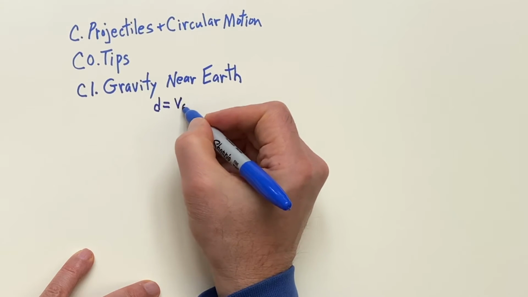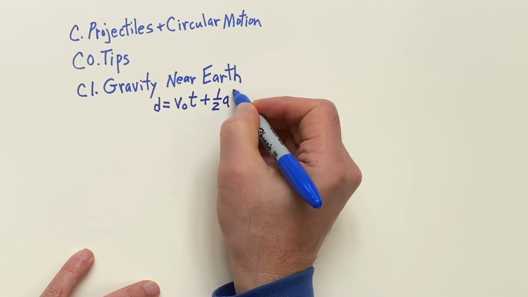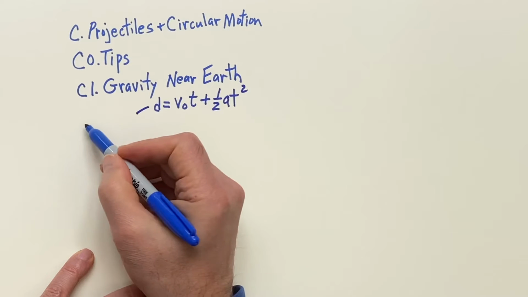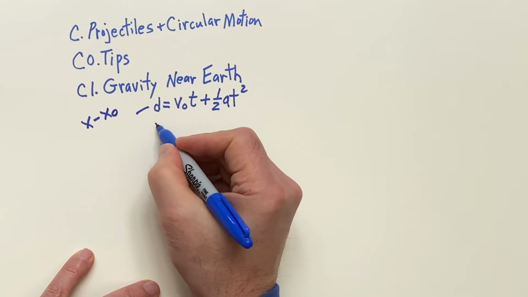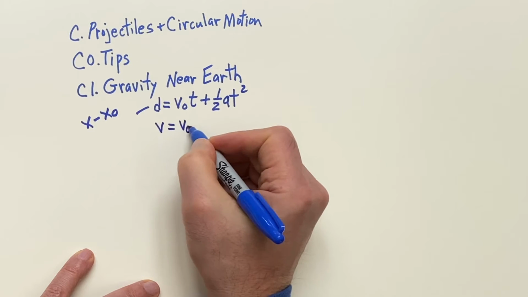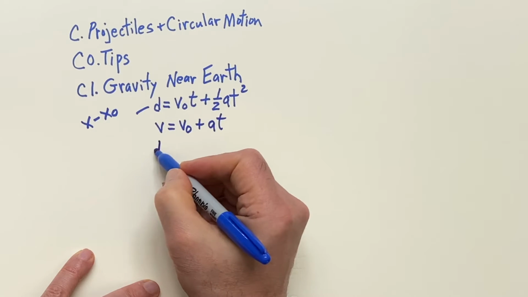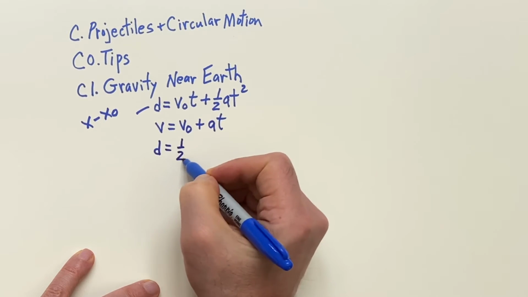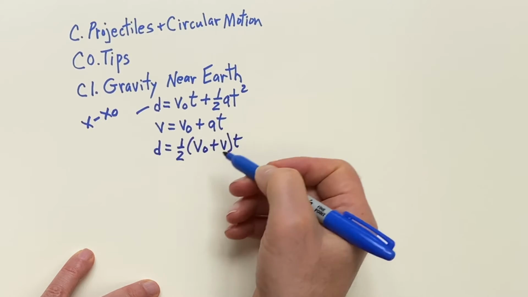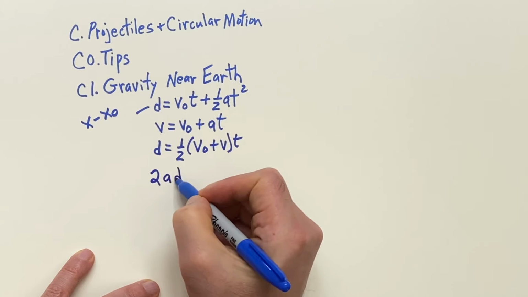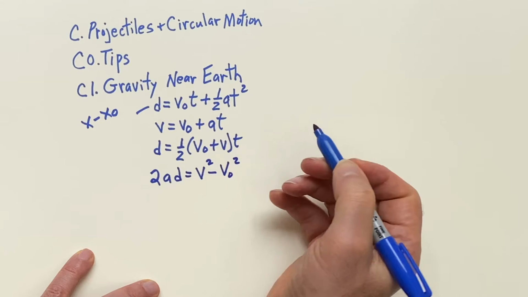This is kinematics: D = V naught T plus 1/2 A T squared. Remember the D is X minus X naught. And then here V is V naught plus AT. And then D is 1/2 (V naught plus V) times T. And then 2AD is V squared minus V naught squared. So these are the equations.